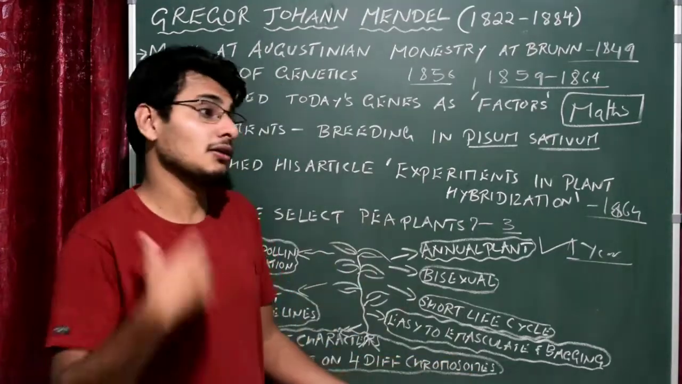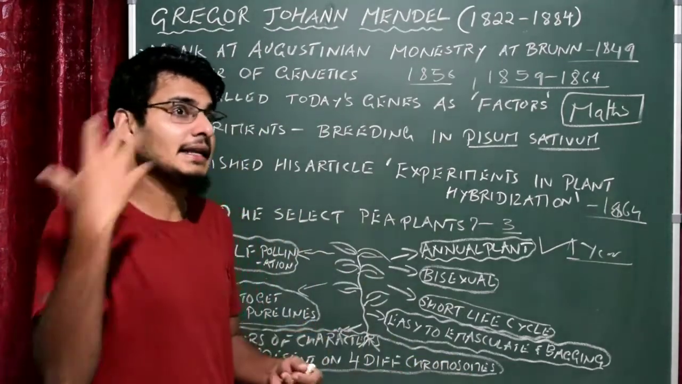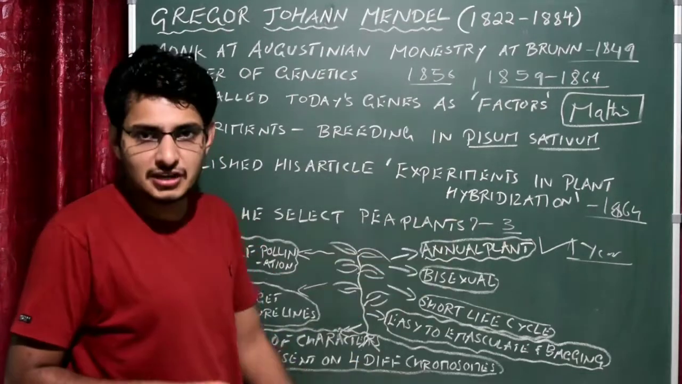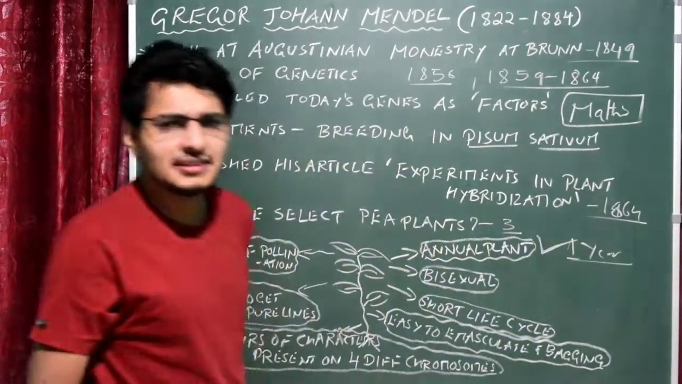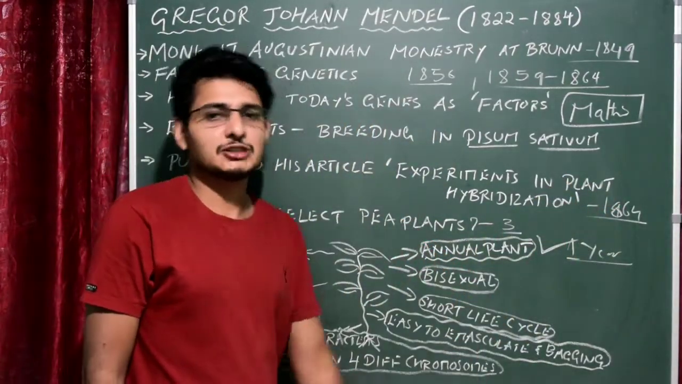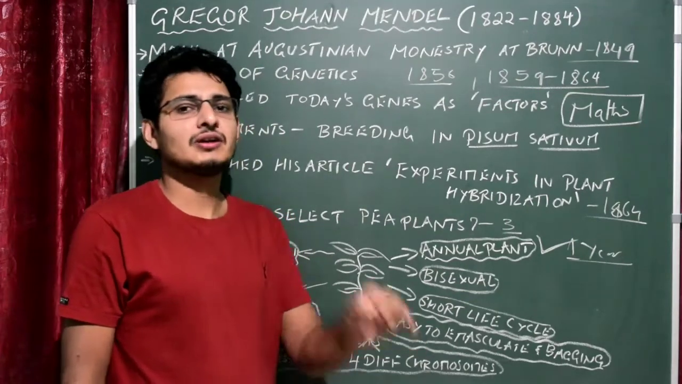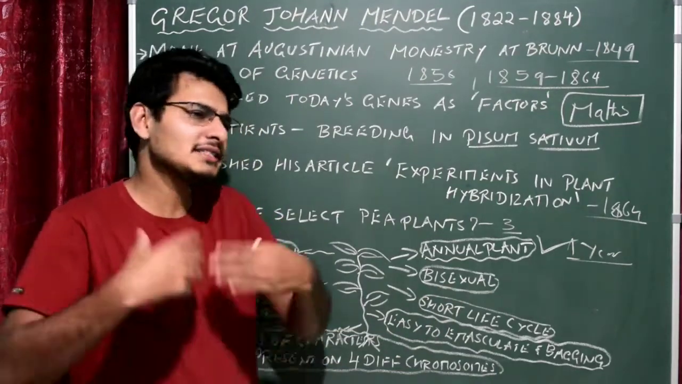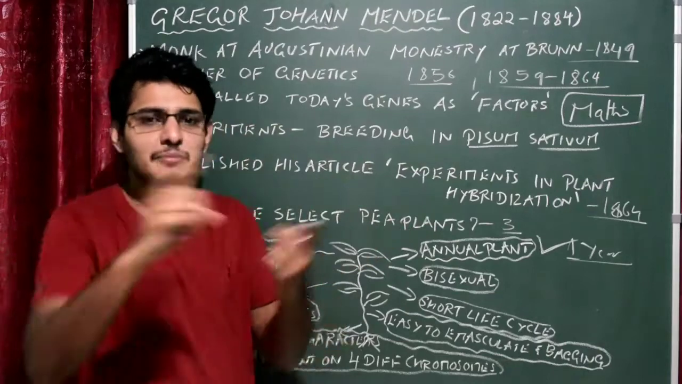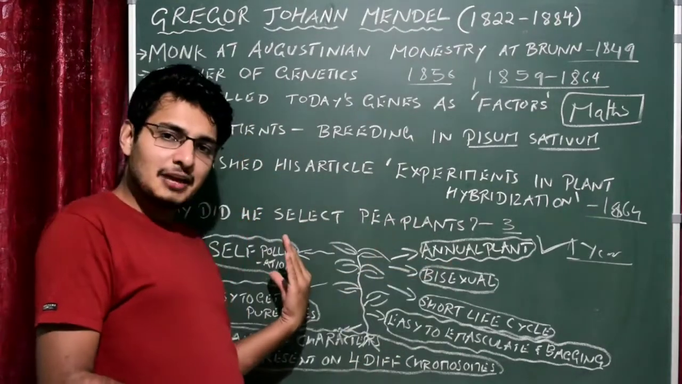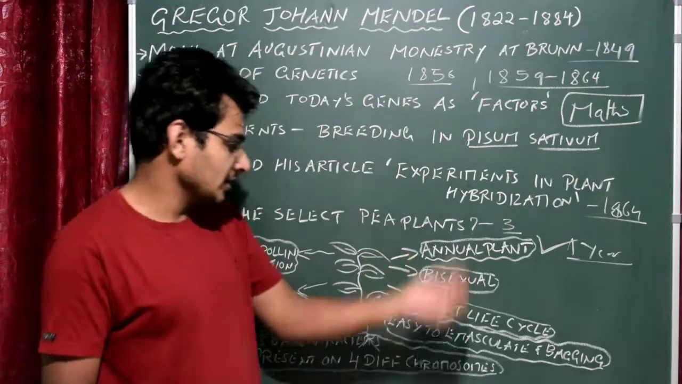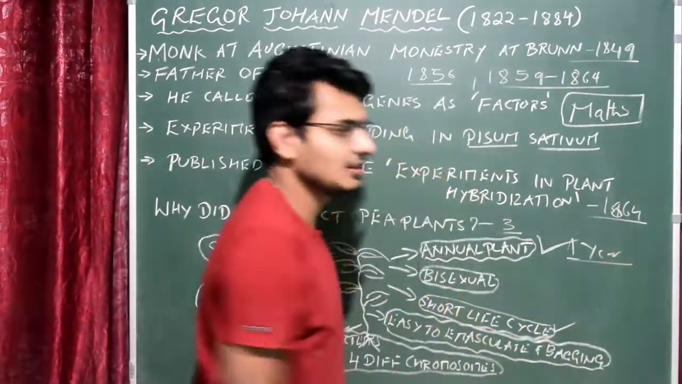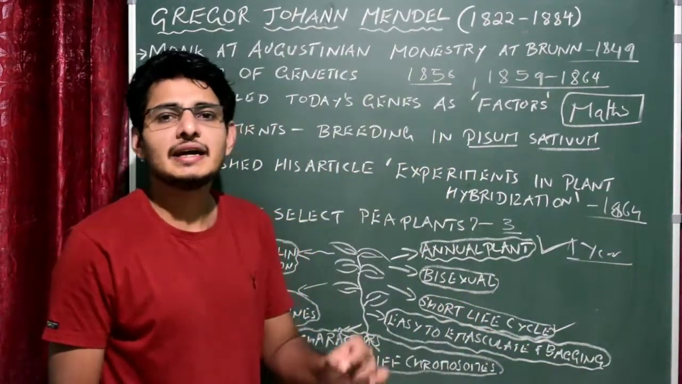If he had selected a biennial plant, he would have had to wait two long years for his results. That is one reason: annual. Another thing is that all Pisum sativum plants are bisexual, that is, gynoecium and androecium are present on the same flower. So it is easy for any person to pollinate. And bisexual also means it can be self-pollinated. Another reason is the short life cycle of Pisum sativum, due to which he could get results.